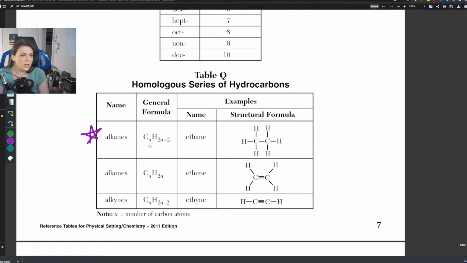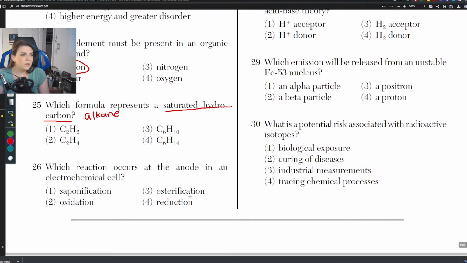If that's true, then we take the number of carbons, and in order to find out the number of hydrogens, we would double it and add 2. So that would be this one right here. If we have 6 carbons, if we double it, we would get 12, add 2, that's 14, and that gives us the 14 hydrogens. And that would be hexane, because it has 6 carbons.